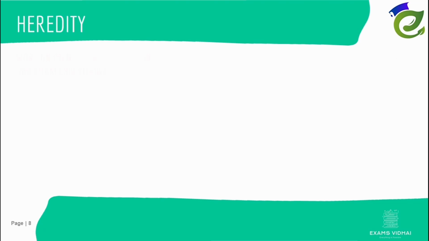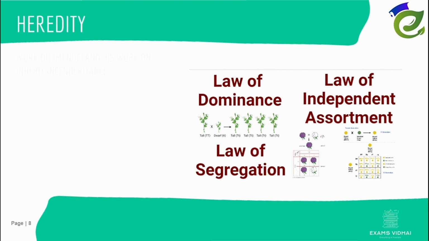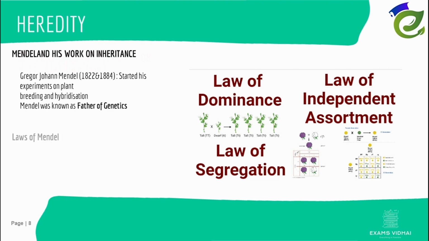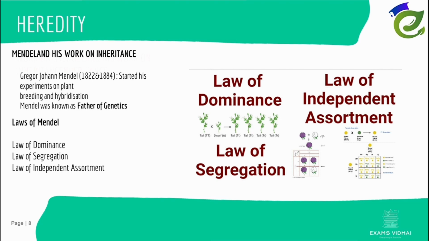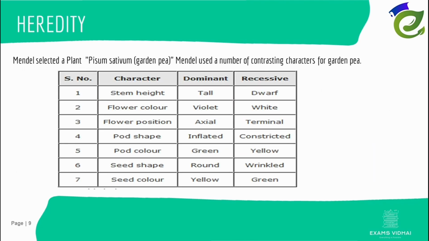Now we'll discuss about a scientist, Mendel and his works. So he has basically given us three laws: law of dominance, law of segregation, law of independent assortment. So laws of Mendel are them. And one more important thing is Mendel was known as father of genetics.